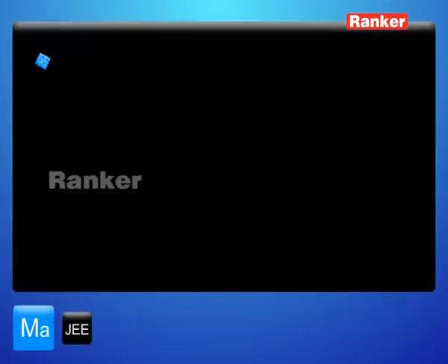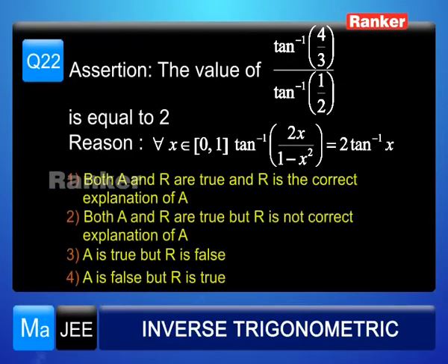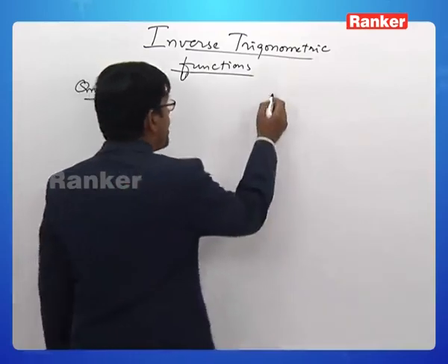One second. The assertion: the value of tan inverse of 4 by 3 divided by tan inverse of 1 by 2 is equal to 2. Reason: for all x belonging to the closed interval 0 comma 1, tan inverse of 2x by 1 minus x square is equal to 2 tan inverse of x. So now the options are: both the assertion and reason are true, and R is the correct explanation for assertion. Second option, both A and R are true, but R is not the correct explanation for A. Third option, A is true, but R is false. Fourth option, A is false, but R is true. Now, what is the assertion?